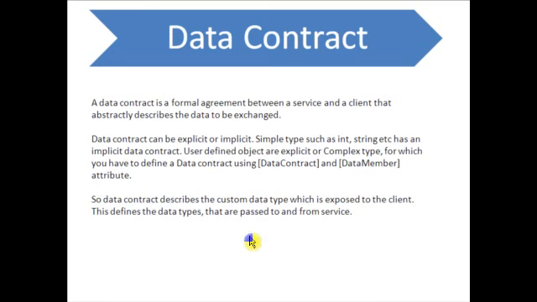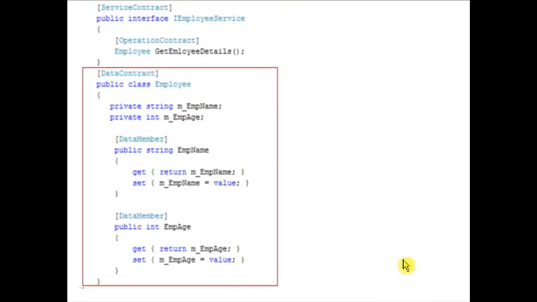All right. Now this is the example of your data contract. Now you can see in this border I define one data contract whose name is Employee. Okay, because my service whose name is Employee Service returns the employee details to its client. Okay, and this employee details is nothing but the employee information in the form of employee object.